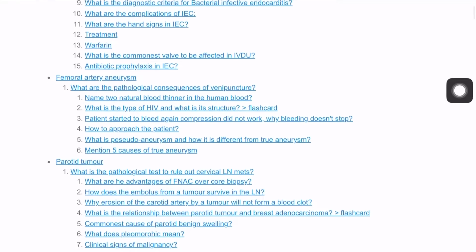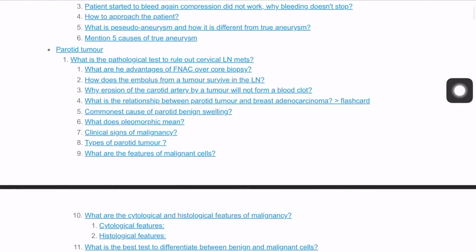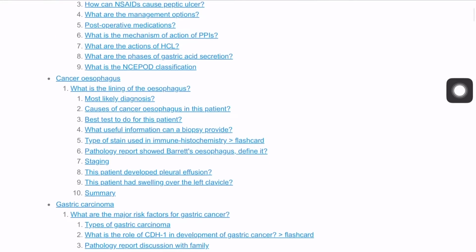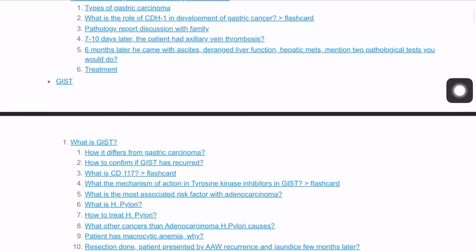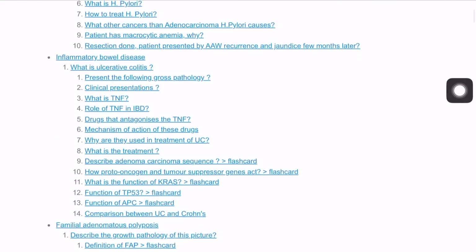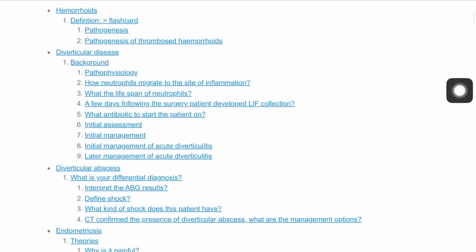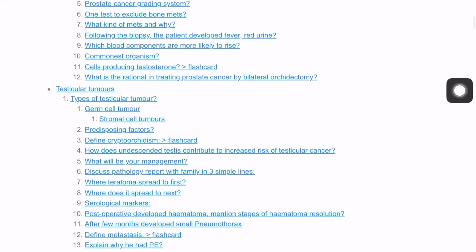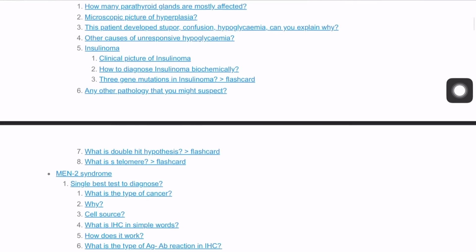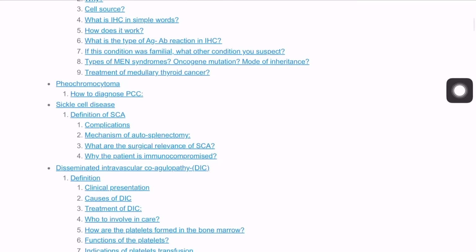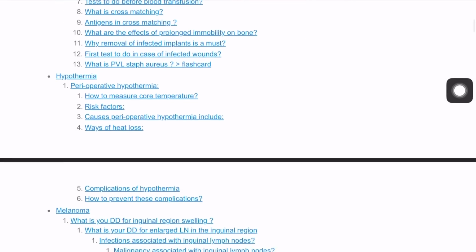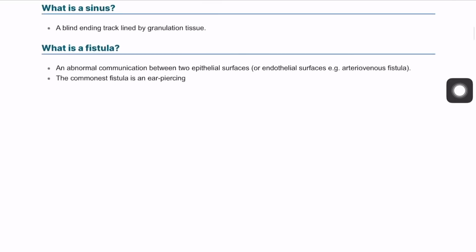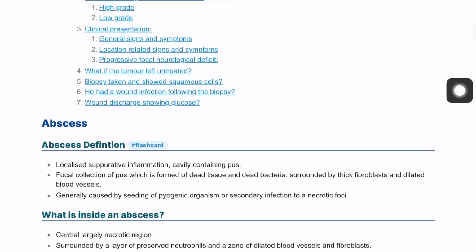And I'll keep going like that, going to the gut and parotid tumor. You have the peptic ulcer disease, and perforated peptic ulcer, and cancer of the esophagus, and all these questions will be covered in the coming series of the pathology. All right, so it's a very long index, but I felt that doing it like this will significantly help me in revising effectively and efficiently as well. So we're going to move down to start with the first topic, which is the abscess.